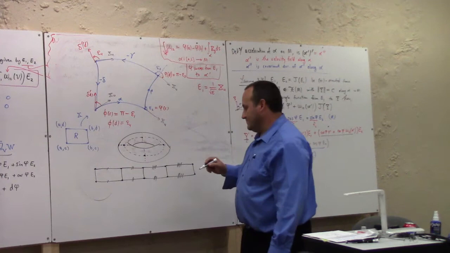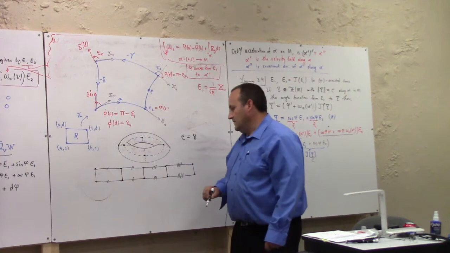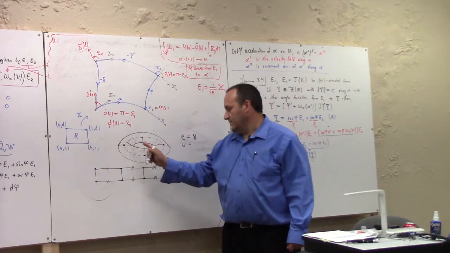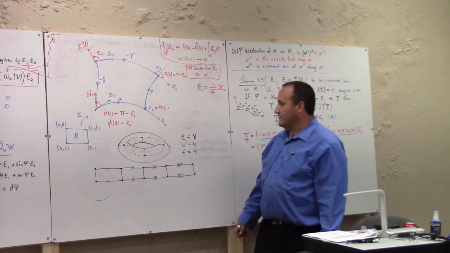How many edges? 1, 2, 3, 4, 5, 6, 7, 8 edges. How many vertices? Yeah, eight. No. 1, 2, 3, 4. Can't have 8 edges. How many faces? 4. 4 in my current. Wait. So what is the Euler characteristic?